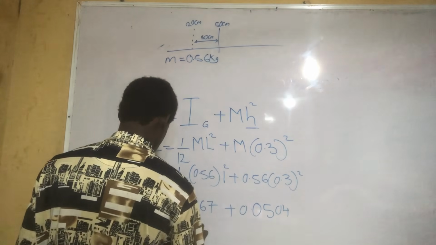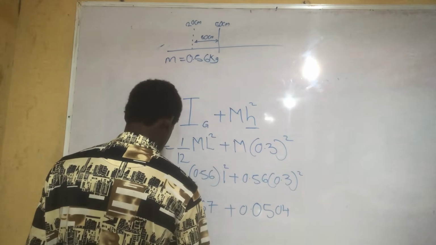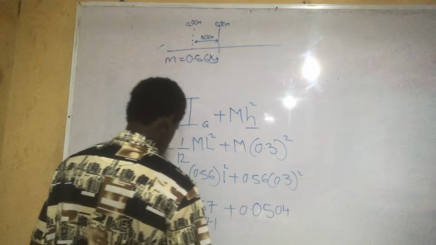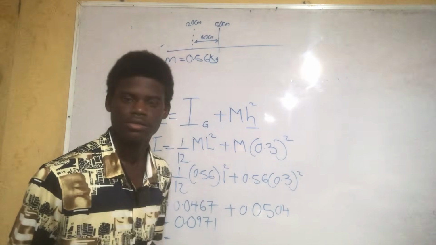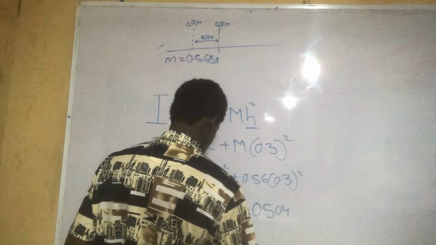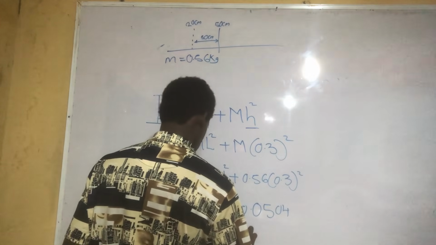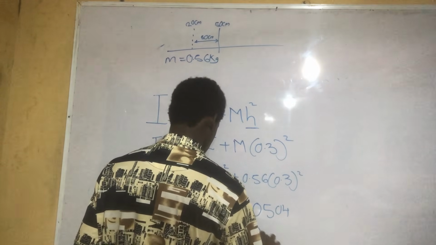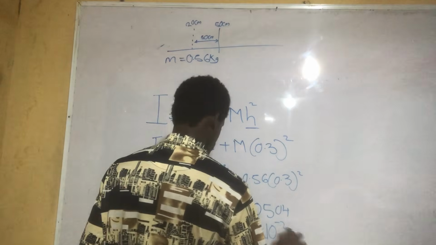Taking this in standard form, that's 9.71 times 10 raised to power minus 2.